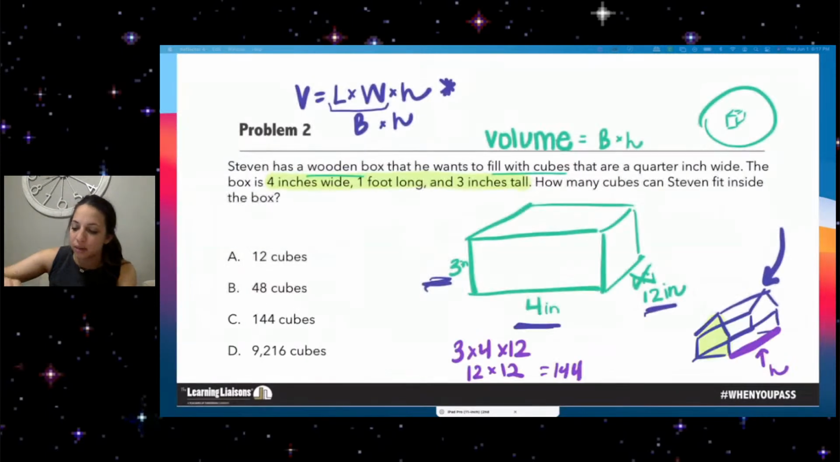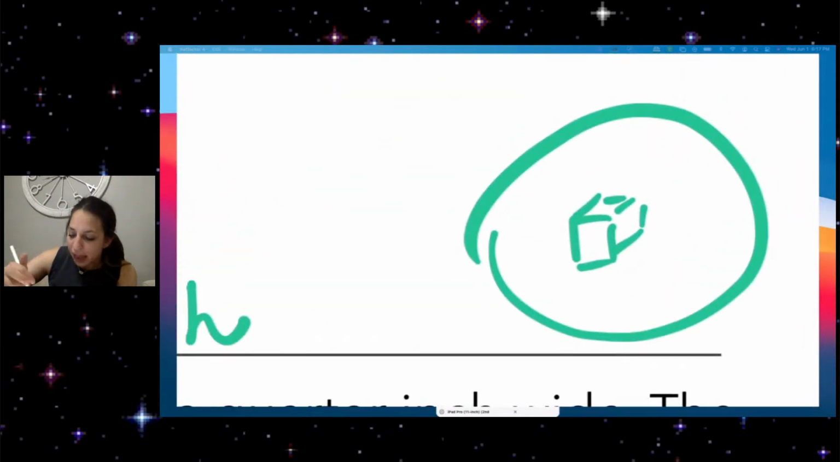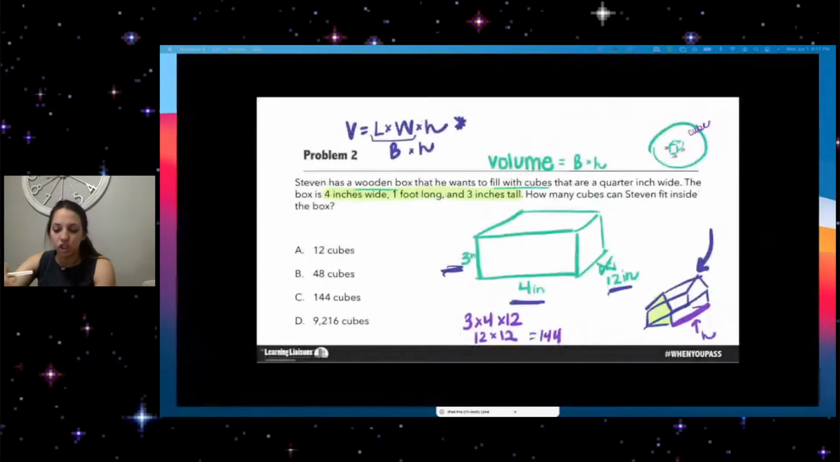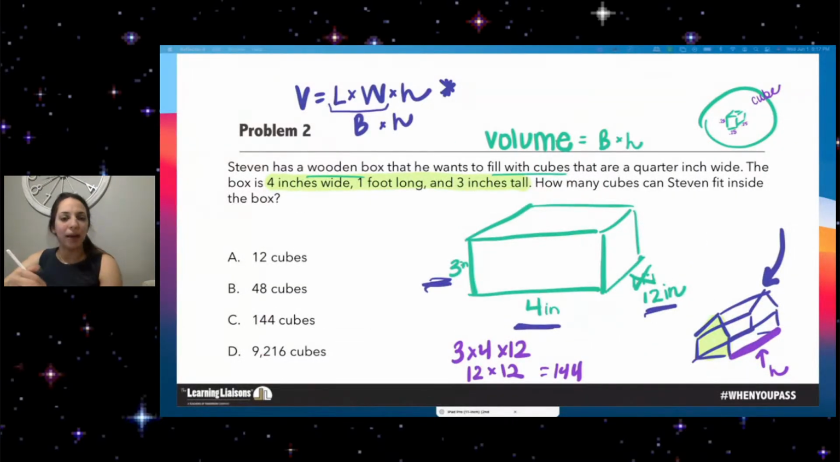That means, and I'm going to super zoom here, that this side is 1/4 of an inch, this side is 1/4 of an inch, and this side is 1/4 of an inch because it's a cube. So because we know this is a cube and each of those are 1/4 inches, I can now go back to my shape and think about what this is going to look like.